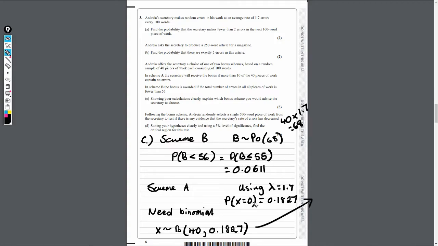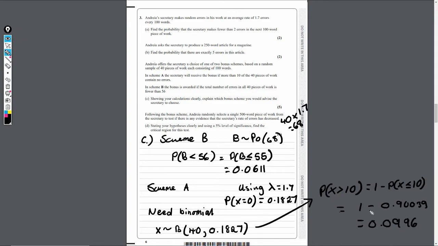And now all we're doing is looking when more than 10, so more than 10 of the 40 pieces of work contain no errors. So the probability that X is greater than 10. Well, remember, if you're doing greater than 10, this is the same as 1 minus the probability that X is less than or equal to 10. So, do this bit separately. This probability that X is less than or equal to 10, if you put that in your calculator, that would be 0.90039.